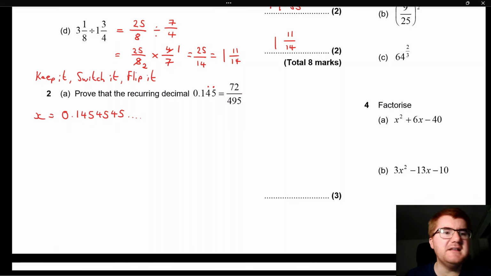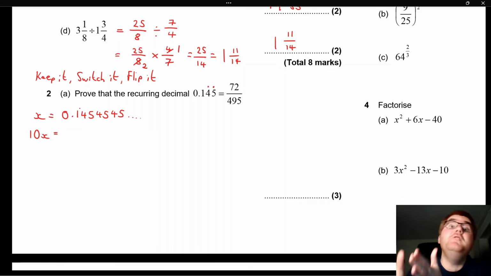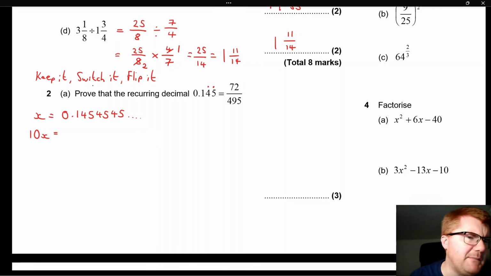And the reason I do that is I can actually work out a couple of other things here. First thing I can do here is work out what 10x is. So if I do 10x, I'm just timesing both sides by 10. Remember, that has the effect of moving everything across. So what does that mean in practice here?